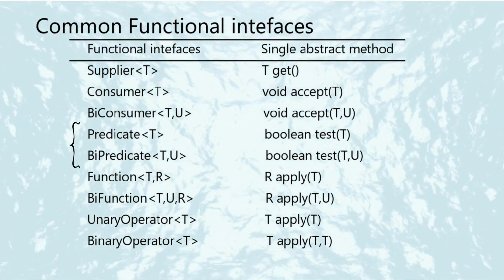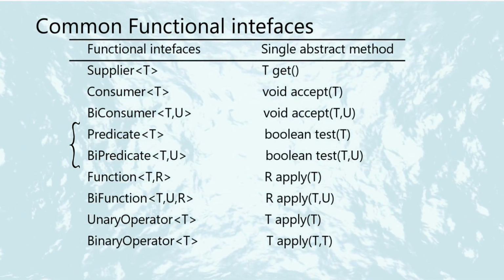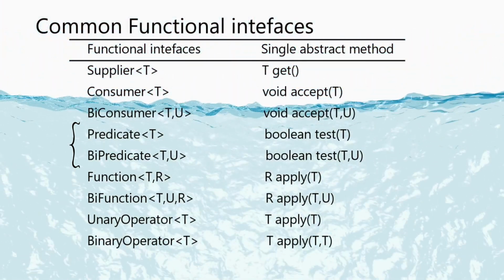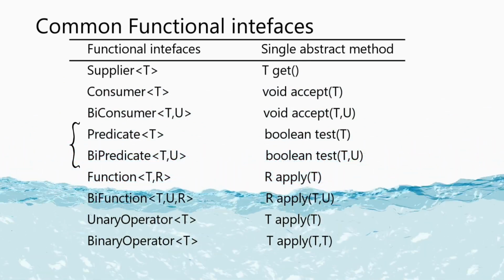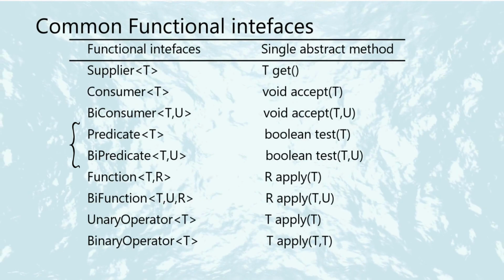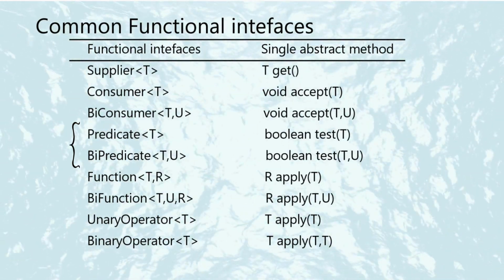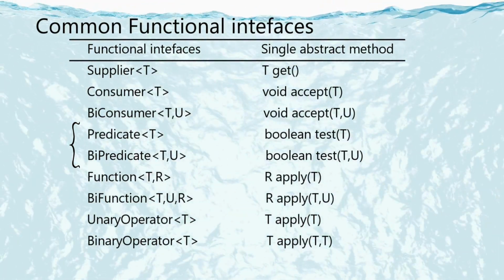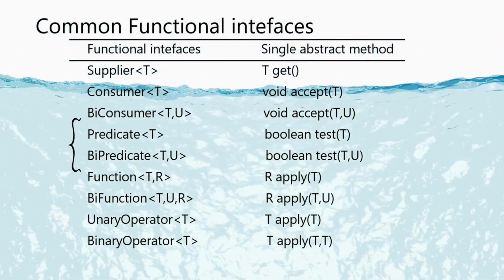Predicate and BiPredicate have the method test as single abstract method that returns boolean. This functional interface will test a condition that you provide using one input for Predicate and two inputs for BiPredicate. For example, you can test if a string is empty.